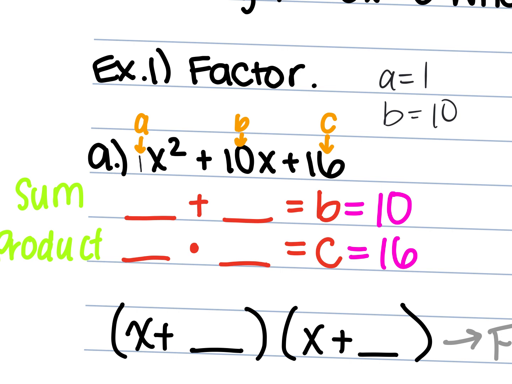Exponent. It's a variable. Very good. The C value does not have a variable. What's my C value in this case? 16. So once you identify your A, B, and your C, you're done with step number 1.